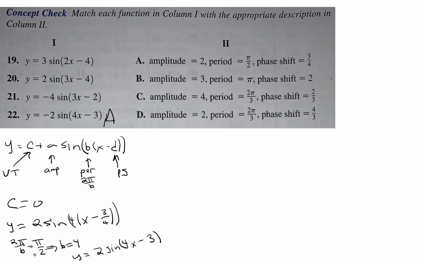Oops, let's get that in there. There we go. Okay, B, so we have y is equal to 3. Again, the period is 2 pi over b, which is pi. So b is going to be 2. So sine 2x, and then the phase shift is 2. So we get 3 sine 2x minus 4. And that's B, so 19 is B.